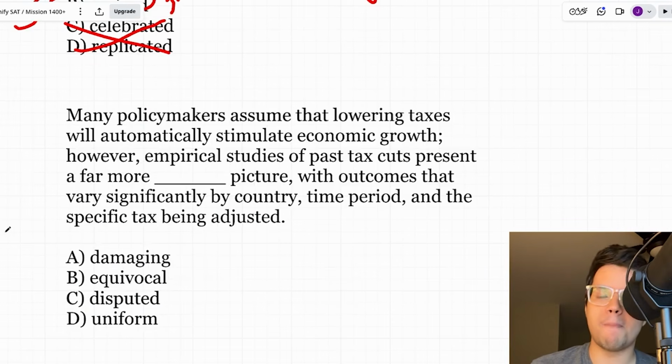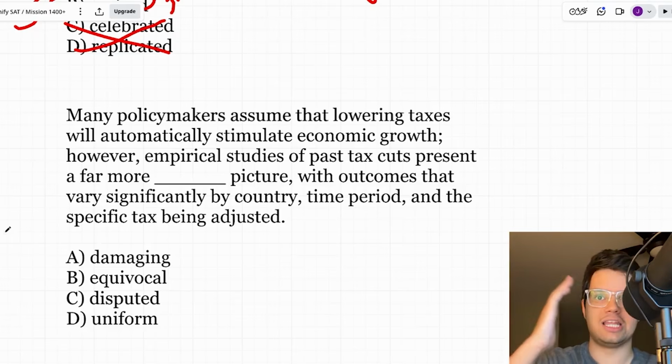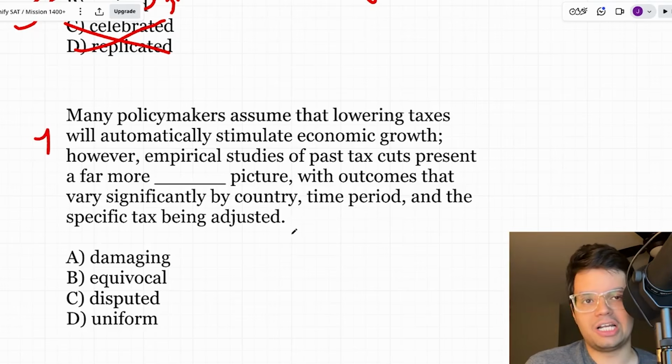Here's a much harder one now. Many policymakers assume that lowering taxes will automatically stimulate economic growth. So trickle-down economics type stuff: if you get lower taxes, more stuff in the economy. However, empirical studies of past tax cuts present a far more blank picture, with outcomes that vary significantly by country, time period, and the specific tax being adjusted. So there's a lot more stuff going on. It's a lot more complicated, you could say, than what they initially expected. As for my prediction, I guess I would just say complicated. Yeah, that's a pretty fair one.